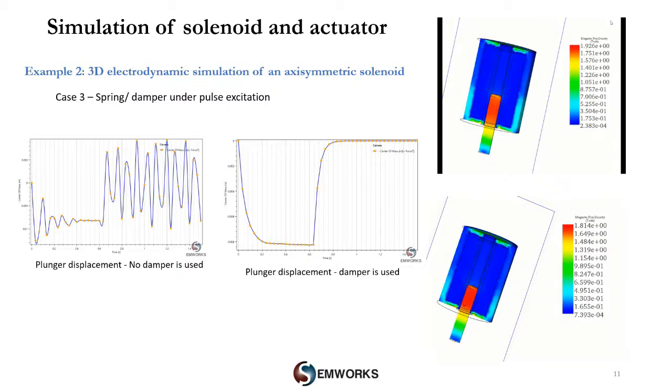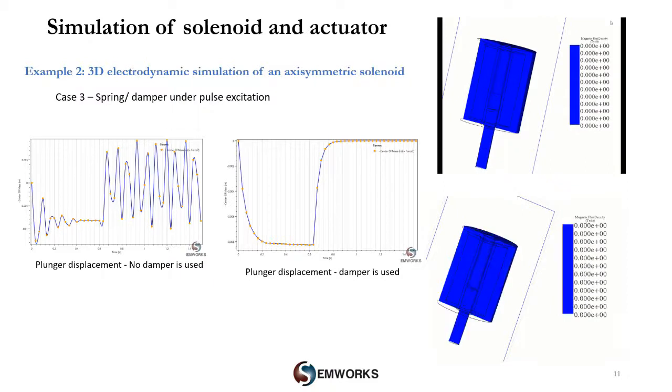A third case we solved consists of applying a pulse current instead of DC current. Earlier we applied the DC current, constant current. Now we are applying a pulse. We can see that in the case where the damper is disabled, so the damper is removed again, when the excitation becomes zero, the system doesn't reach its equilibrium.